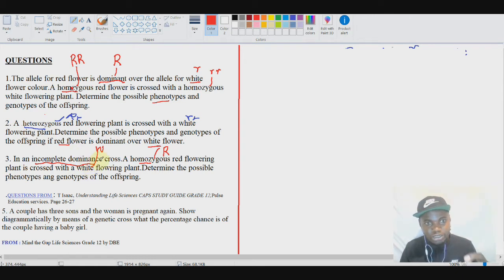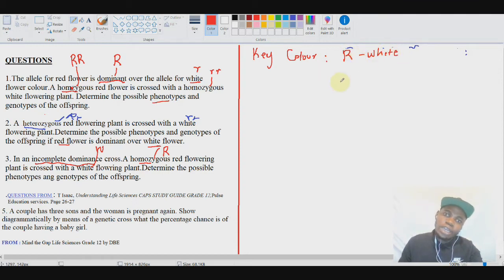They just told us, so you cannot put a small letter r. It cannot be recessive because it's incomplete dominance. There's no one who has the power there. Now you remember the first step: you write your key to explain to the marker what the letters are dealing with. The key, you are dealing with the color.